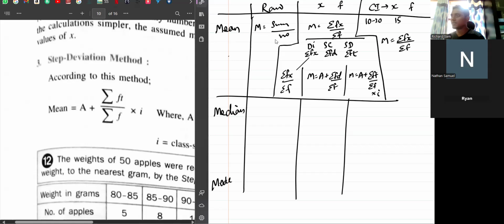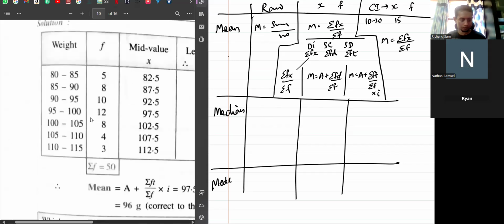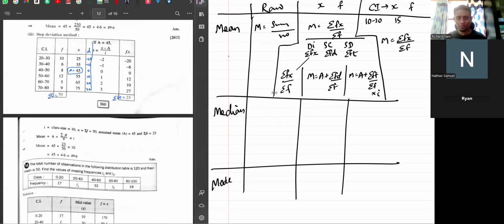All right, so that is mean. Any doubt in mean? Okay, we'll go to median. So median also has three same types of data. There's raw data, XF, and class interval and F. Okay, first one, raw data.